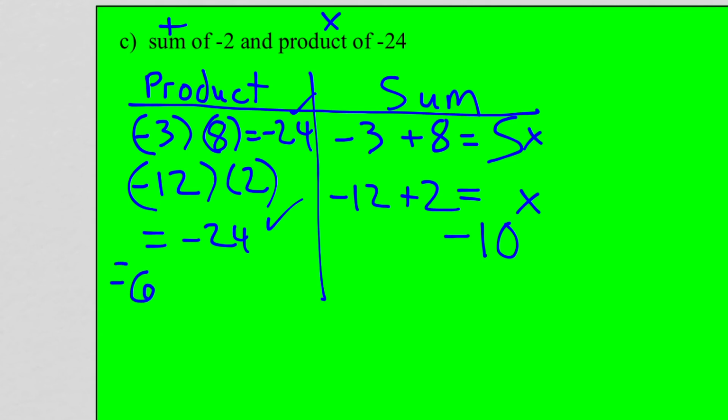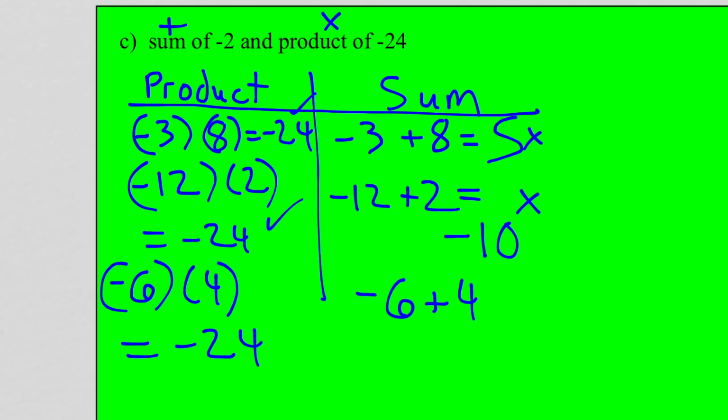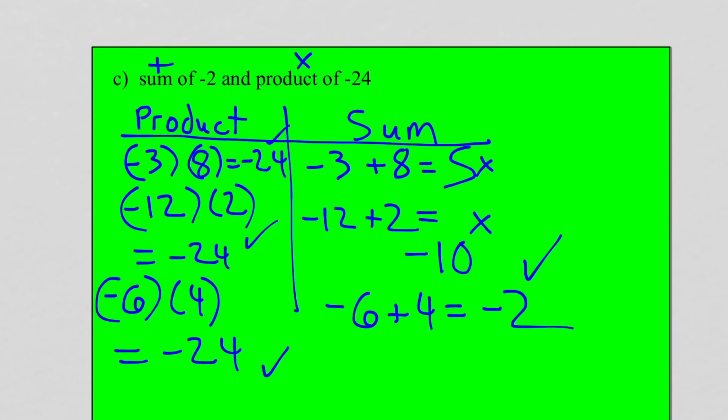Negative 6 times positive 4. That multiplies to negative 24. And negative 6 plus 4, the signs are different. So I subtract 6 minus 4 and I have more negatives, so the answer is negative. The product works. The sum works. The answer to this problem is negative 6 and positive 4.